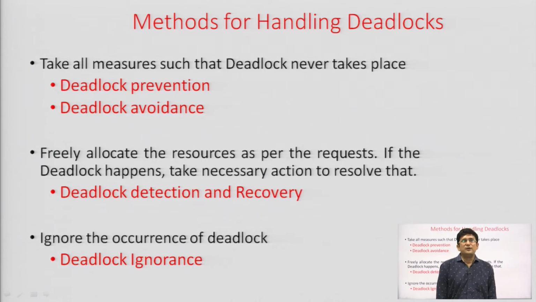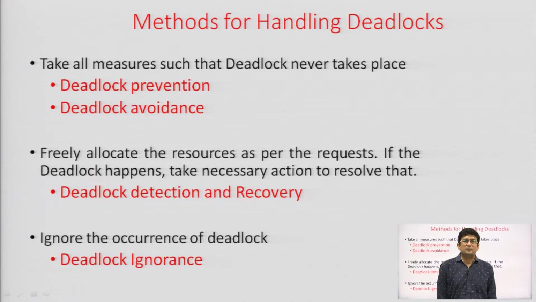After which we have seen the methods for handling the deadlocks. In the methods of the handling, we have seen the deadlock avoidance and the prevention scheme, which was taking the preventive measures for the deadlock not to happen in the system. Another scheme was the deadlock detection and the recovery scheme, which we will see in detail in today's class.